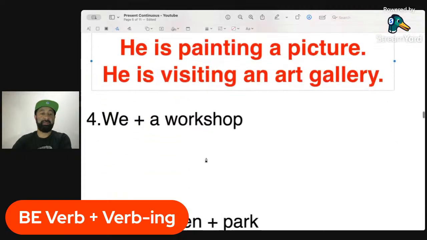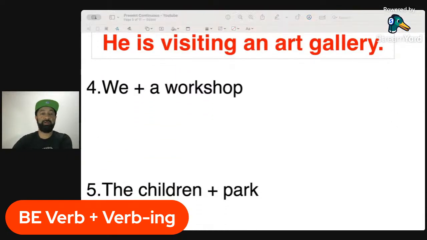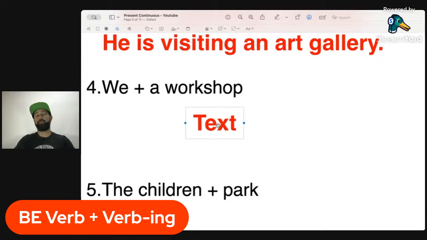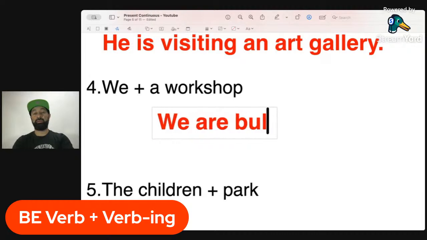Okay, let's do number 4. Number 4, we plus a workshop. So anytime you're at a workshop, you're physically going to construct something. The verb we use is build. We are building.